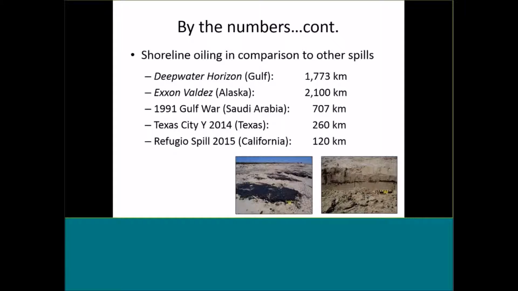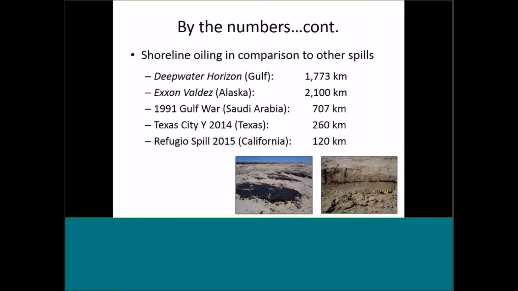Some recent spills you may have heard in the news, if you remember, Texas City Y in Texas, near Galveston, and it spread on down the coast to the south. Pretty big spill, got a lot of news coverage. A lot of us that were emergency responders got mobilized to that one as well, and I worked that one as a SCAT coordinator also. 260 kilometers, still a respectable amount of oiling, but several multiples less than Deepwater. And then most recently, you're probably familiar, you've seen on the news the Refugio spill near Santa Barbara, California, that so far has recorded 120 kilometers of maximum oiling.